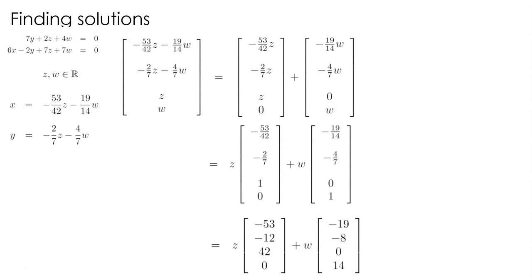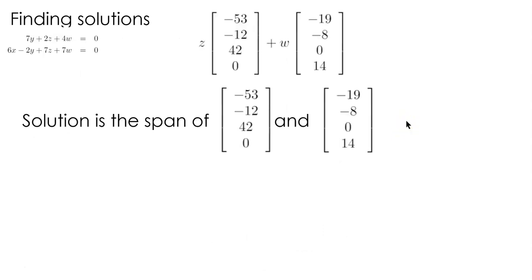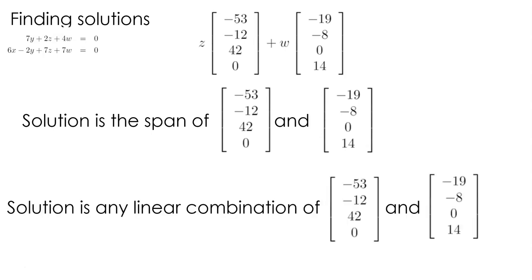So the solution is going to be any linear combination of these 2 vectors. In other words, it's the span of those 2 vectors. And we also call this the linear combination of 2 vectors. That's how we're going to want to start writing our solutions if we can. When it's non-homogeneous, you end up with an extra vector sitting out front, but that's okay. We could do that too. But the solutions we're going to want to talk about are in terms of the span of these 2 vectors.